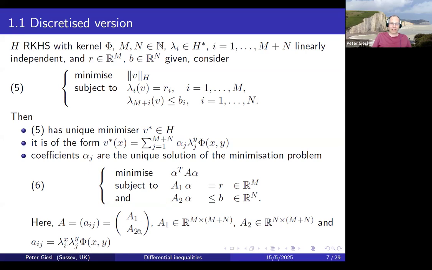And A1 and A2 are just part of this big matrix A. It's basically the first m rows and then the next n rows. So basically you just need to compute the matrix A again. The right-hand sides are R and B, but this time instead of solving a system of linear equations, we're solving a quadratic programming problem. So it's a bit more effort to do it numerically, but not that much. It's quite straightforward.